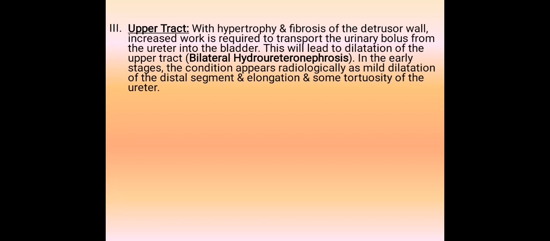These are the changes that will happen to the bladder. Regarding the upper tract, hypertrophy and fibrosis of the detrusor wall increases the work required to transport the urinary bolus from the ureter into the bladder. This will lead to dilatation of the upper tract and bilateral hydronephrosis. In the early stages, the condition appears radiologically as mild dilatation of the distal segment, elongation, and sometimes tortuosity of the ureter.